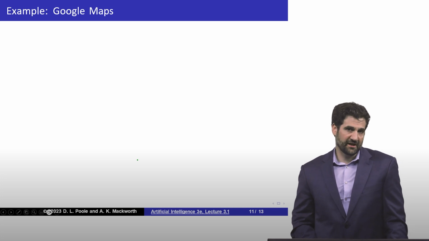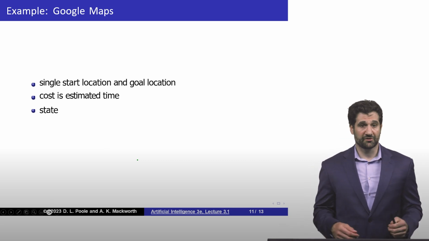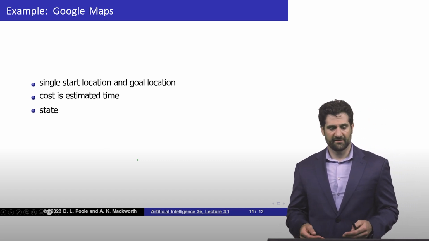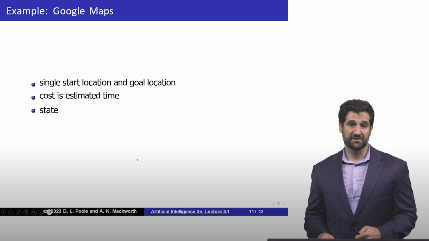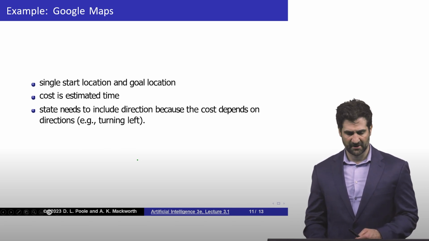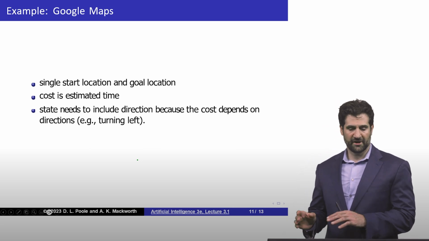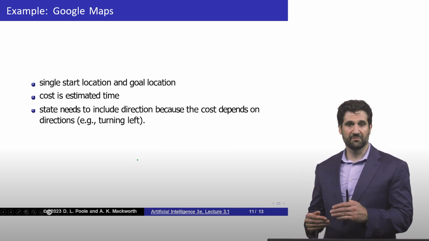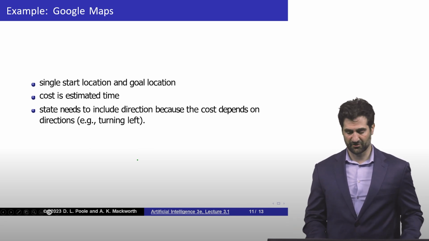And so if you think again of something like Google Maps, how are states defined? We have a single start and goal location, and let's say the cost is estimated time. And so the state needs to include a notion of direction because the cost depends on directions, such as if you turn left and stuff.